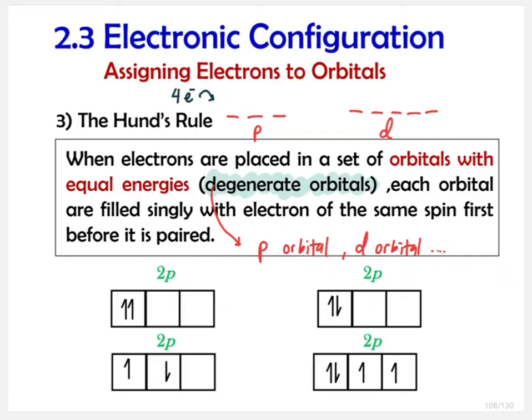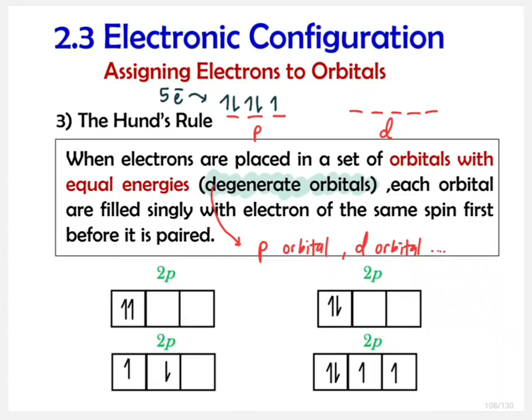Contoh saya nak isi 4 elektron. Mesti same spin, 1, 2, 3 and 4. Jadi kita kena isi semua orbital tu dulu, baru kita akan pairkan the electrons. Again, if I want to fill in 5 electrons into the p orbital, 1, 2, 3, 4, 5. Hopefully boleh nampak the sequence.